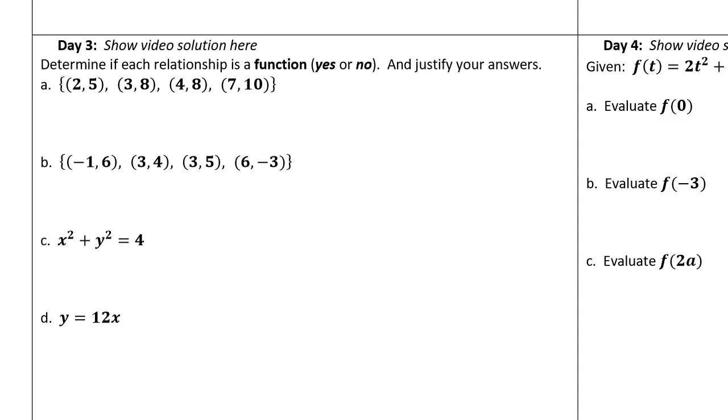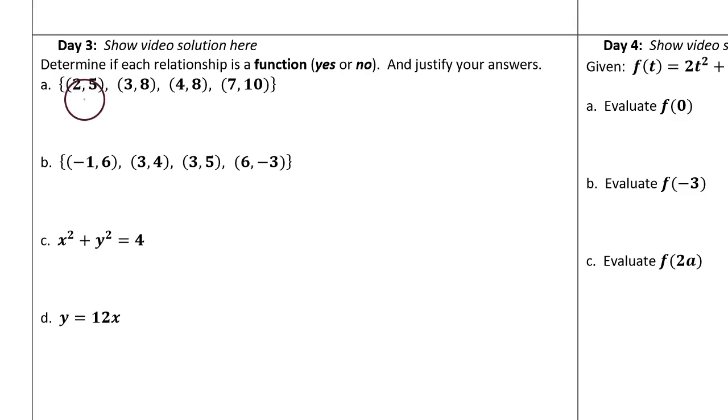Here's the answer for day 3. Determine if the relationship is a function by writing yes or no, and then justify your answer. Give a reason. So in question A, we have a relationship between two numbers. The numbers are shown using parentheses to indicate ordered pairs.